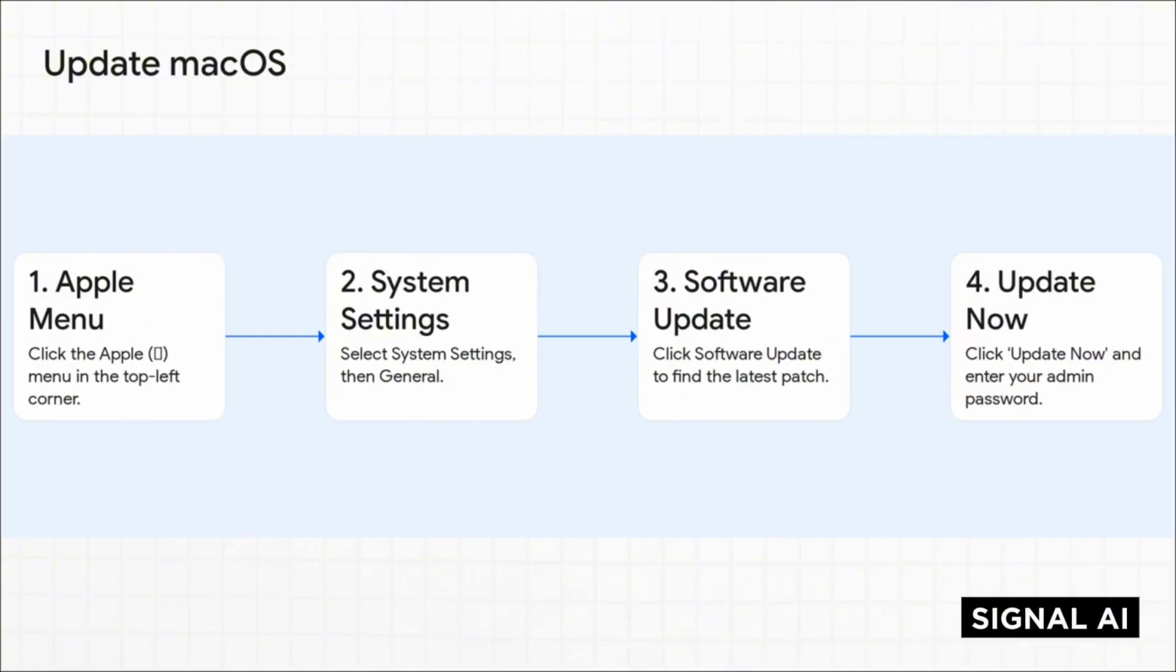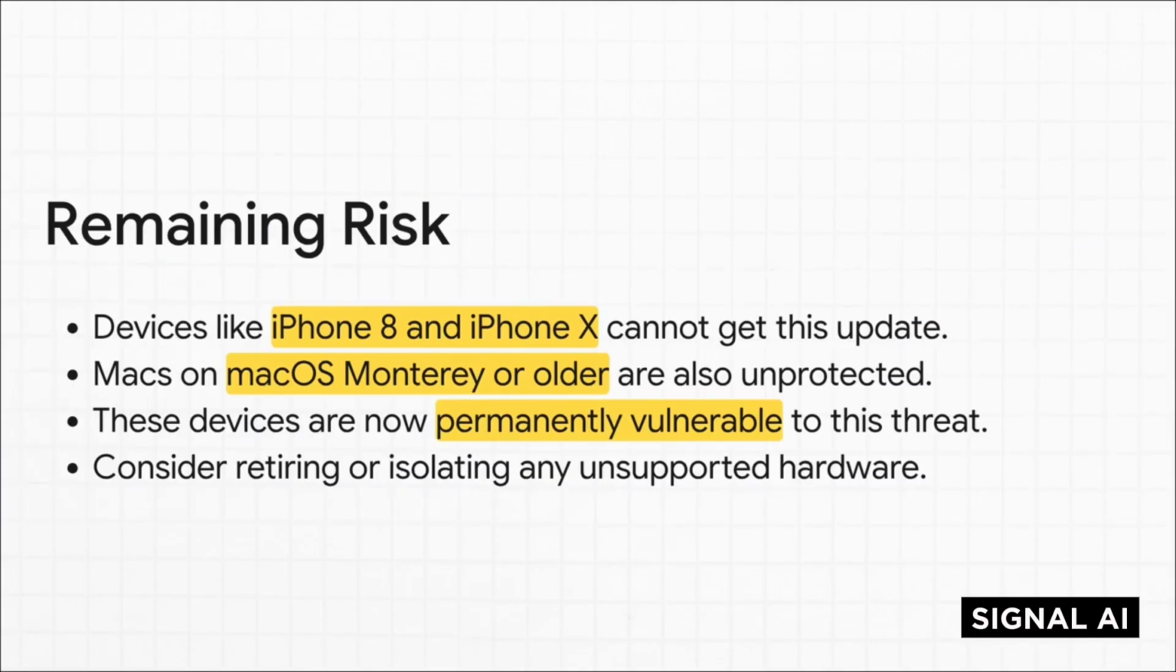And for your Mac, it's just as easy. Go up to that little Apple menu in the corner, click System Settings, then General, then Software Update. Click Update Now, and you're good to go. But, and this is a big but, while updating protects most of us, there's one last, really critical risk we have to talk about. And this is so important to understand.